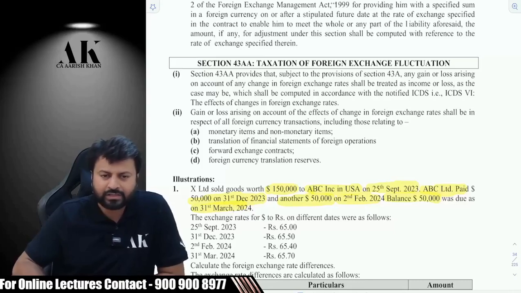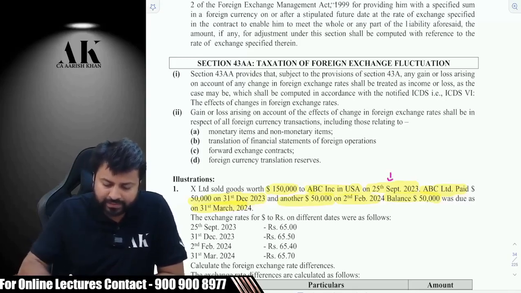So in this case, what are we supposed to do? First, we will record the transaction. When we record the transaction, we record it as per which rate? The 25th September rate, because that is the date on which we sold the goods. What is the rate on 25th September? It is 65.